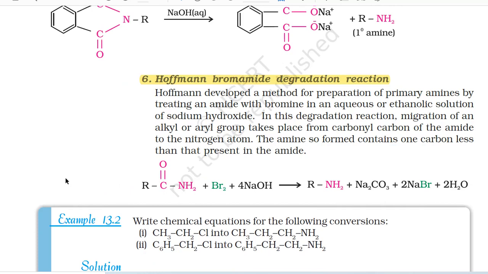Sixth, Hofmann bromamide degradation reaction. Hofmann developed a method for preparation of primary amines by treating an amide with bromine in an aqueous or ethanolic solution of sodium hydroxide. In this degradation reaction, migration of an alkyl or aryl group takes place from carbonyl carbon of the amide to the nitrogen atom. The amine so formed contains one carbon less than that present in the amide.